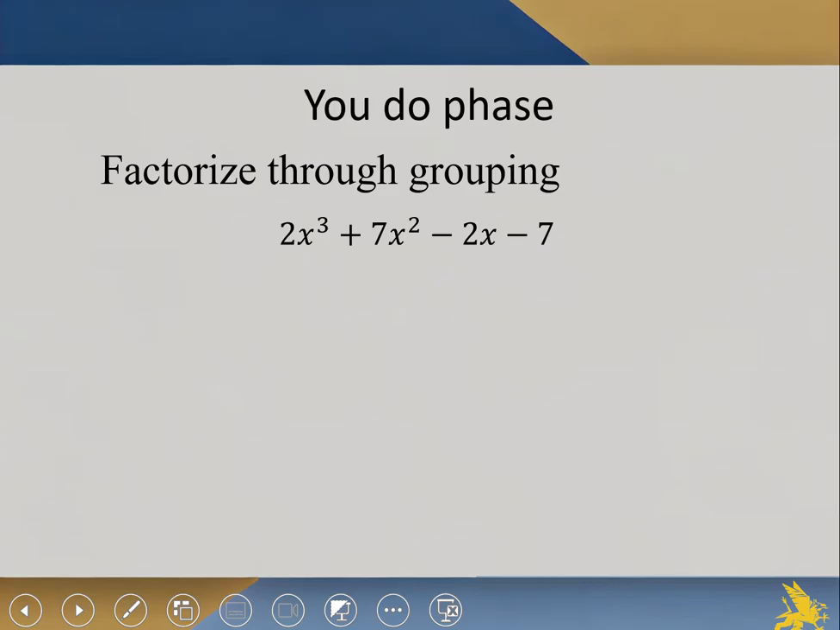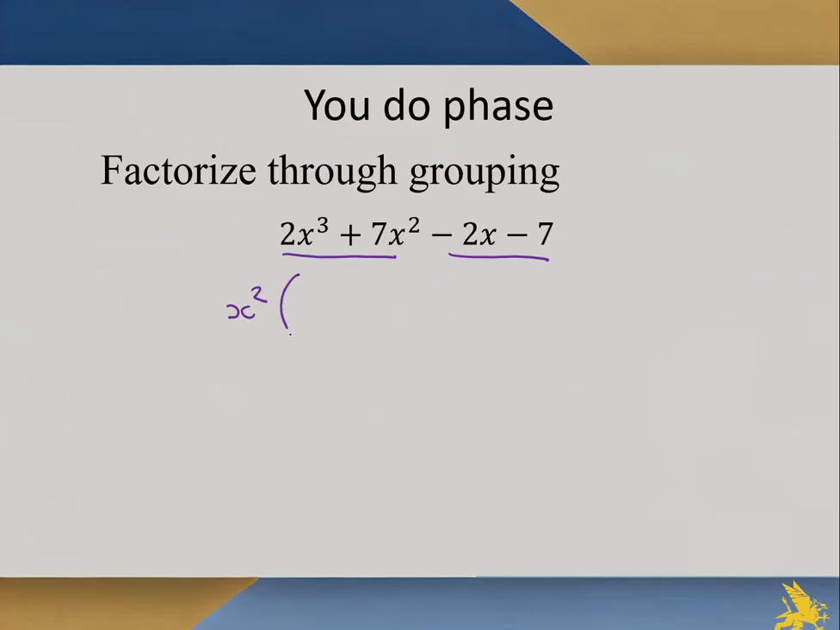Again, we've got 2x cubed plus 7x squared, take away 2x, take away 7. Same thing is going to apply here. I'll underline 2 terms each. I'll start off with 2x to the power of 3 plus 7x squared. So the first thing I notice is they both have x squared. So I'll take x squared out the front, and that leaves me 2x plus 7.